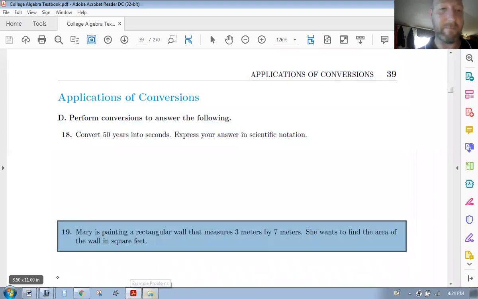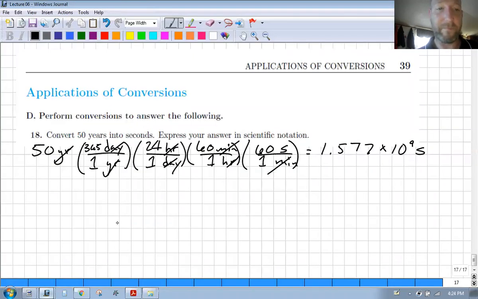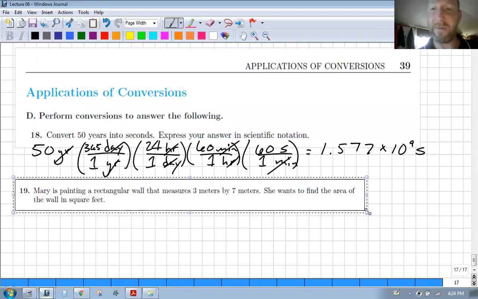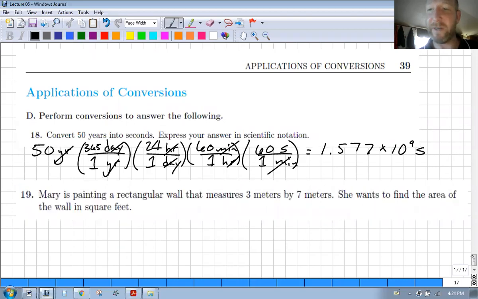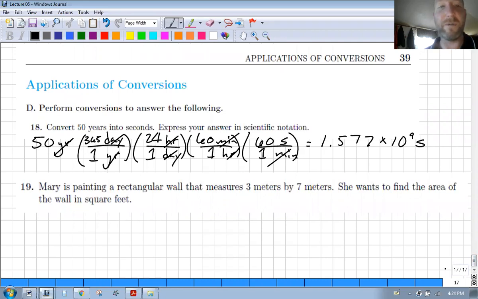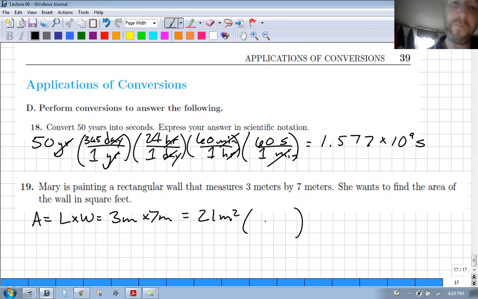All right, Mary. Mary is painting a rectangular wall that's 3 meters by 7 meters. She wants to find the area in square feet. The area, length times width, 3 meters by 7 meters, is 21 meters squared. We want square feet though, so we've got to get rid of meters for feet. We need to do it twice. How many feet are in a meter?